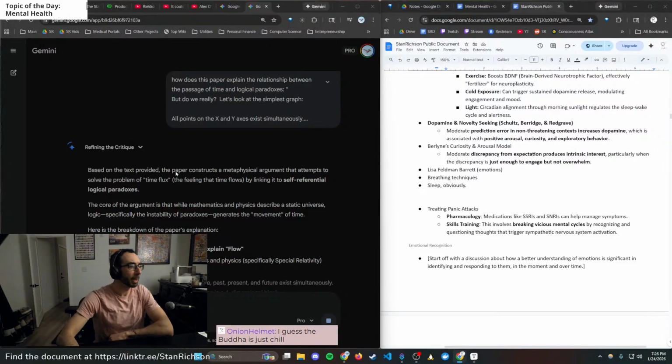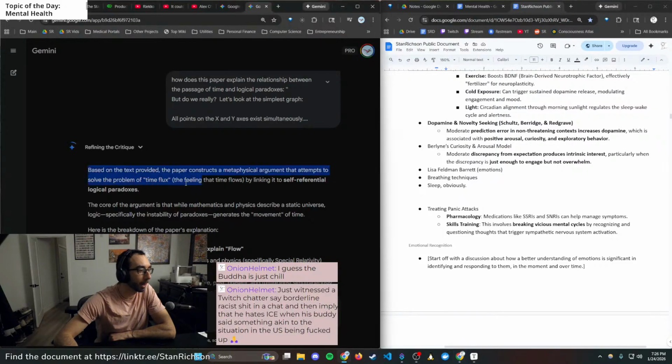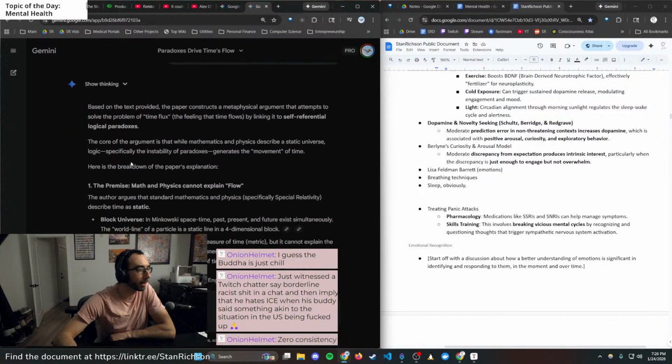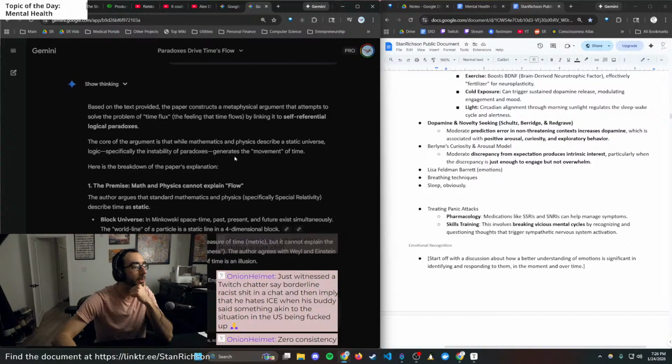Based on the text provided, the paper constructs a metaphysical argument that attempts to solve the problem of time flux by linking it to self-referential logical paradoxes. The core of the argument is that while mathematics and physics describe a static universe, logic generates the movement of time, specifically the instability of paradoxes.